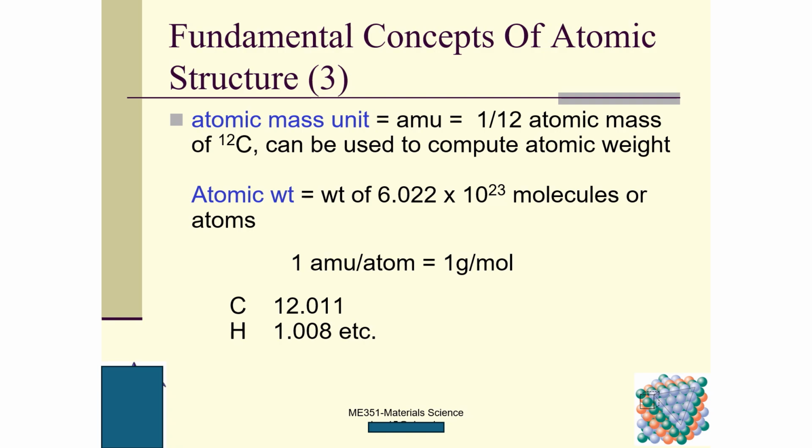The atomic weight for carbon equals 12.011. For hydrogen, it equals 1.008. For other atoms, we can calculate the atomic weight using this formula. So you can see hydrogen is the lightest element in the universe, at least the universe that we are living in.